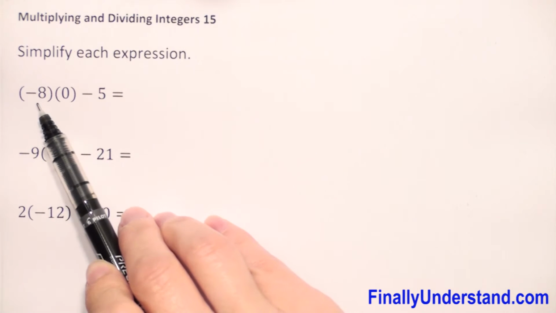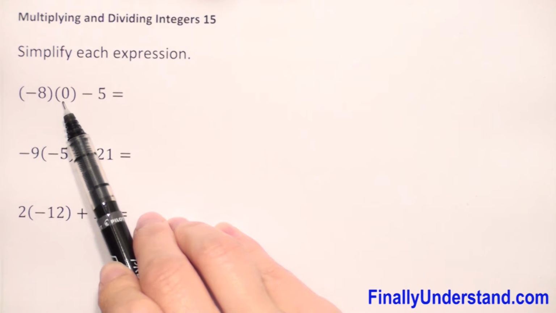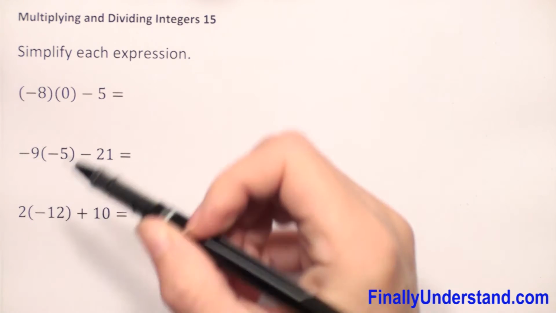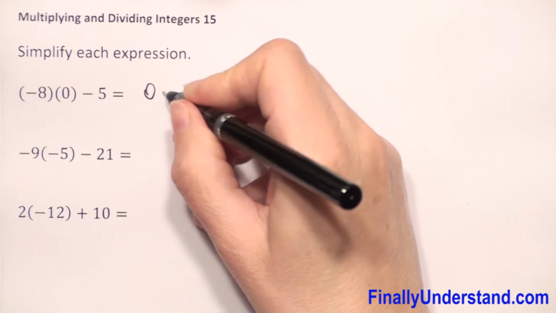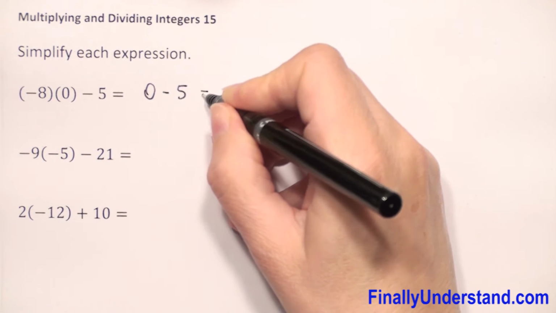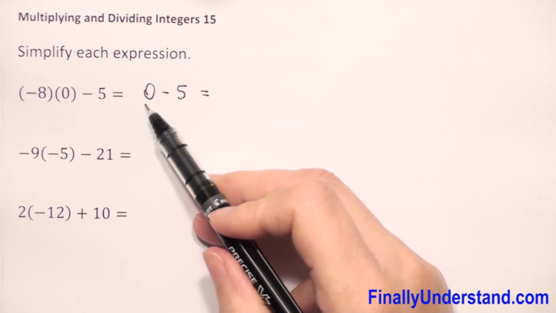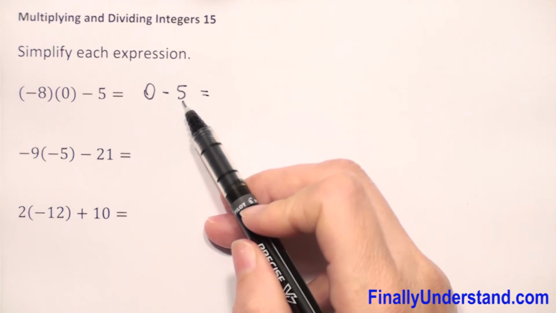We have negative 8 times 0. When we multiply by 0, it doesn't matter what number, the answer is always 0. So we have 0 minus 5. So this is equal, now we have 0 minus 5.